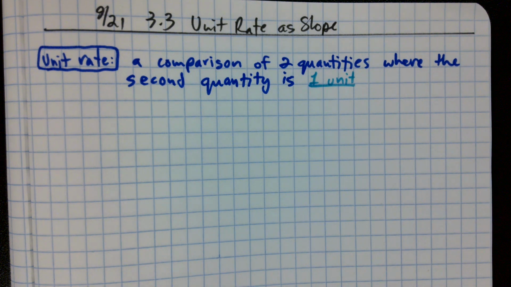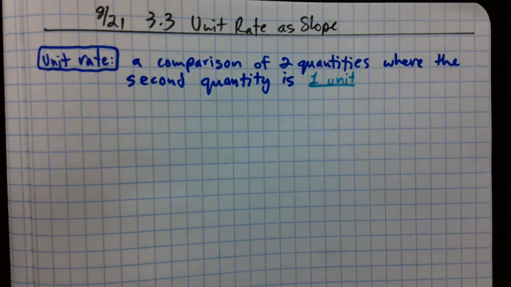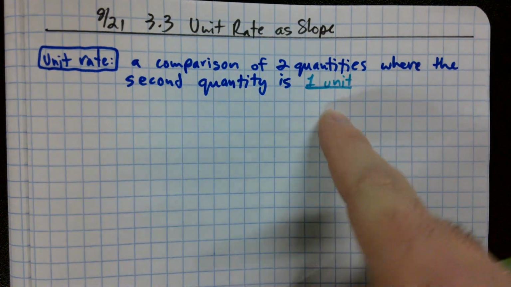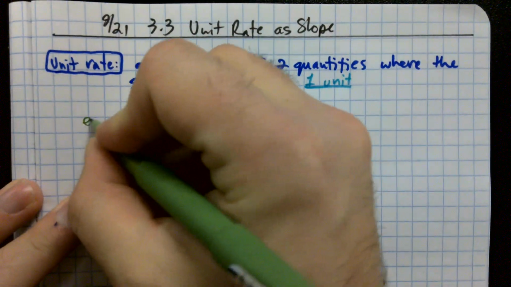A unit rate is a comparison of two quantities where the second quantity is 1 unit. Now a unit can be anything, right? We could be talking about miles, inches, seconds, minutes, hours, whatever our units are for that specific problem. The second quantity has to be 1. What does that look like? Well, let's take a look.